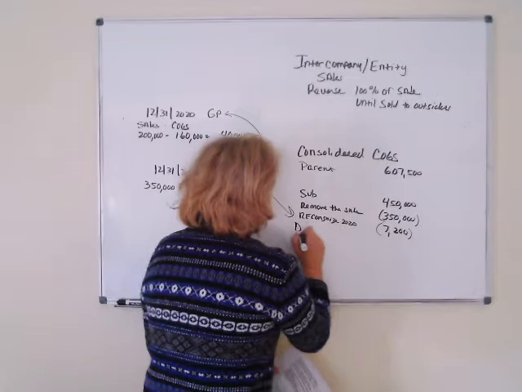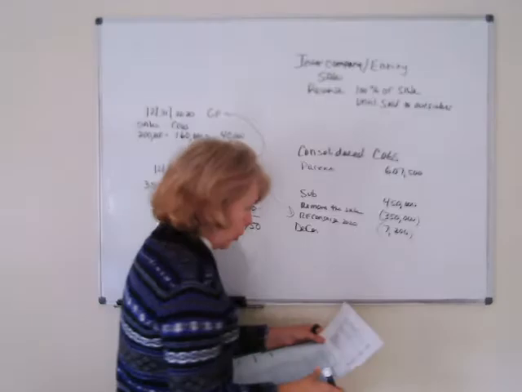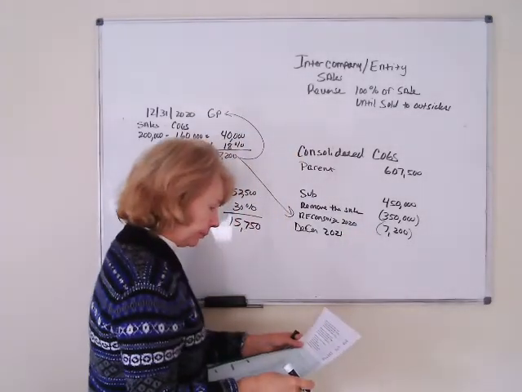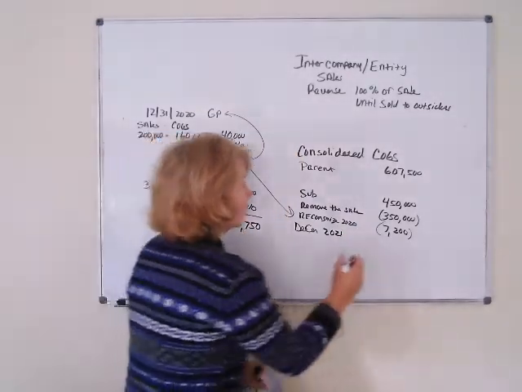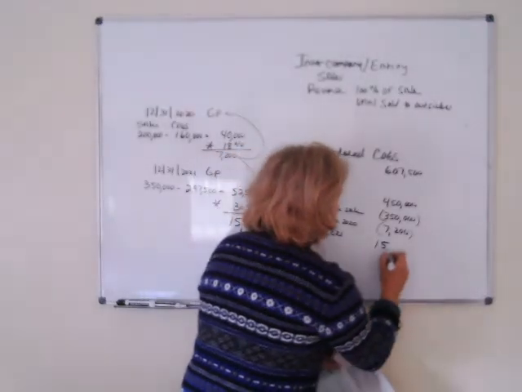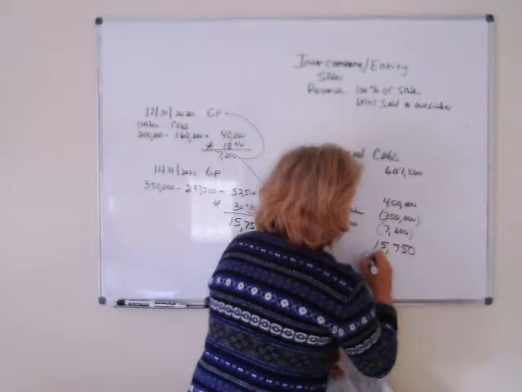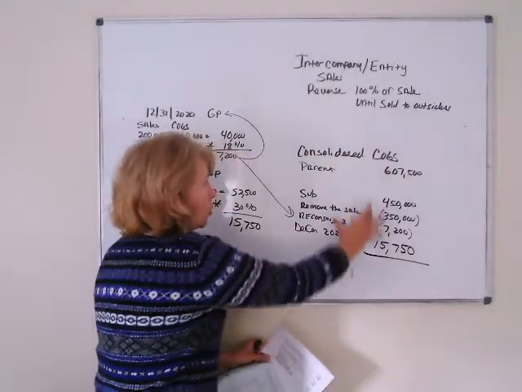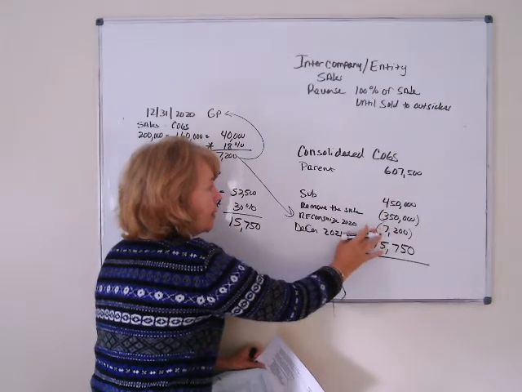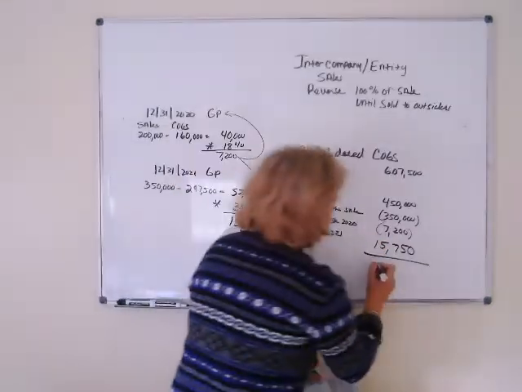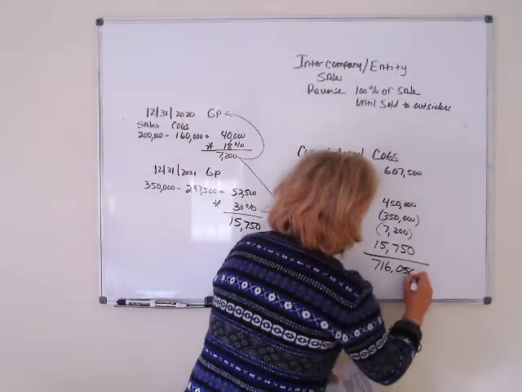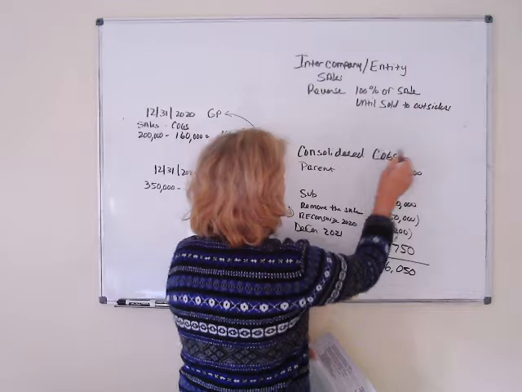We're going to defer our 2021 gross profit, which was $15,750, and that's going to increase my cost of goods sold, so I will show that positive. Total it all the way down: the parent plus the sub, minus this, minus, add that, and you get $716,050.